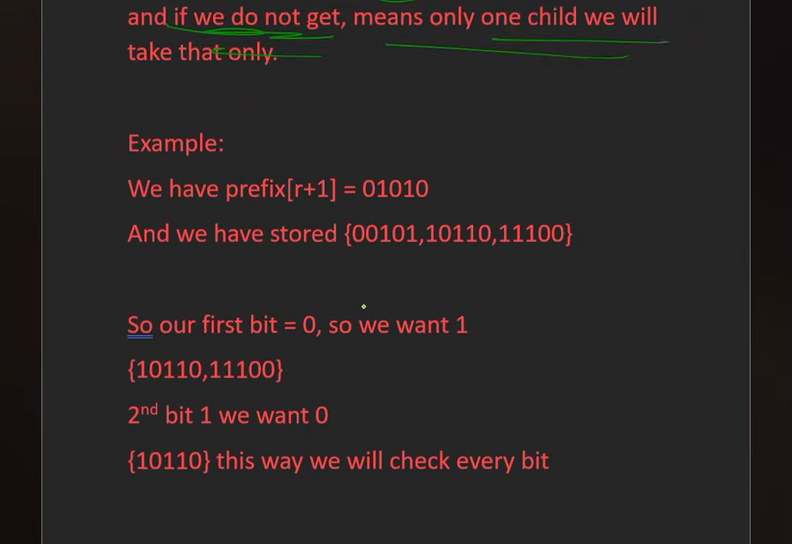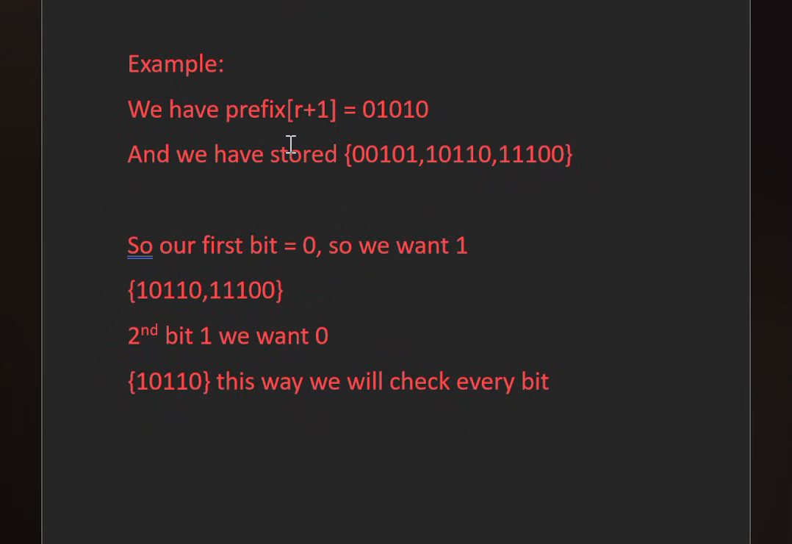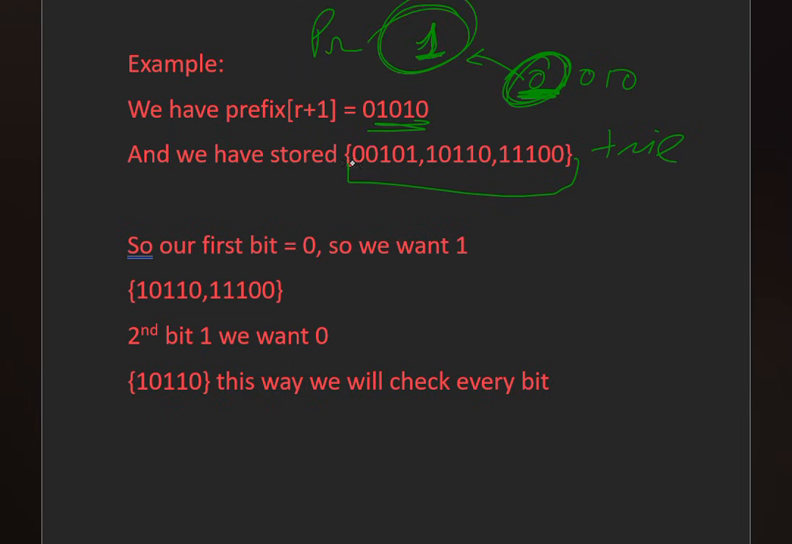So let's take an example to explain this more clearly. Suppose prefix of R plus 1 is this value 0 1 0 1 0, and we have stored these prefixes in the trie. Now if you see the most significant bit, it is 0. So what we want in prefix of K is that this bit should be 1. Does this have the bit 1? No, remove it. Yeah, these two have this bit as 1. Okay, so our answer will be 1 amongst these two.